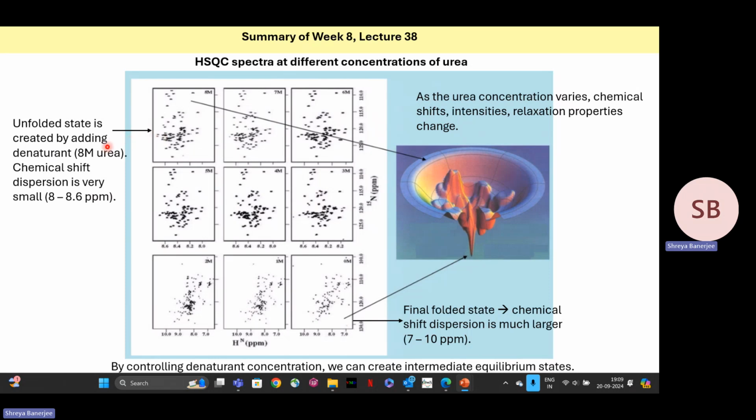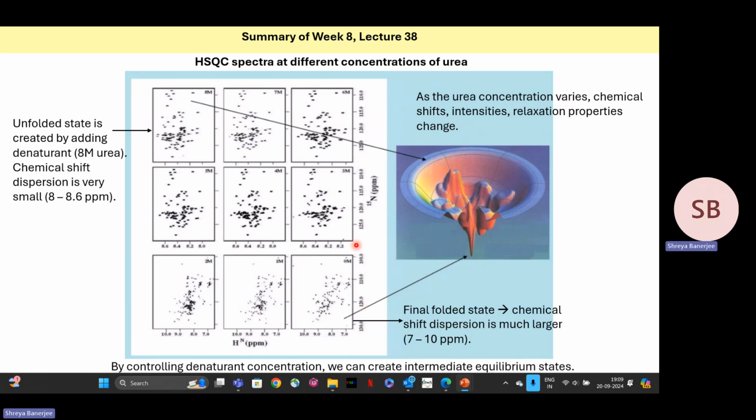So what you can see is that throughout the folding process, when the protein is completely unfolded, the chemical shift dispersion along the proton axis is very small. It's only around 8 to 8.6 ppm. But when the protein is completely folded, the chemical shift dispersion is much larger. It is 7 to 10 ppm. So that is one major change that is happening in the HSQC spectra.